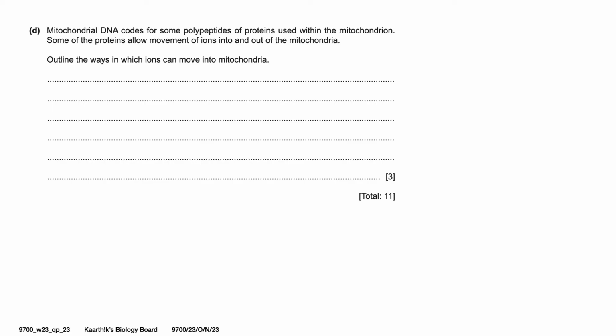Mitochondrial DNA codes for some polypeptides of protein used within the mitochondria. Some of the proteins allow movement of ions into and out of the mitochondria. Outline the ways in which ions can move into mitochondria. So the question directly asks how ions are going to pass through the membrane. What are the ways the ions can take to pass through the membrane?